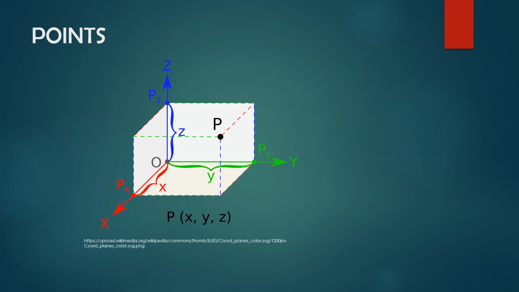Points. A point is a single location in space with no length, area, or volume. It is typically represented in a Cartesian coordinate system by a set of coordinates such as x, y, and z for 3D space or x, y for 2D space.